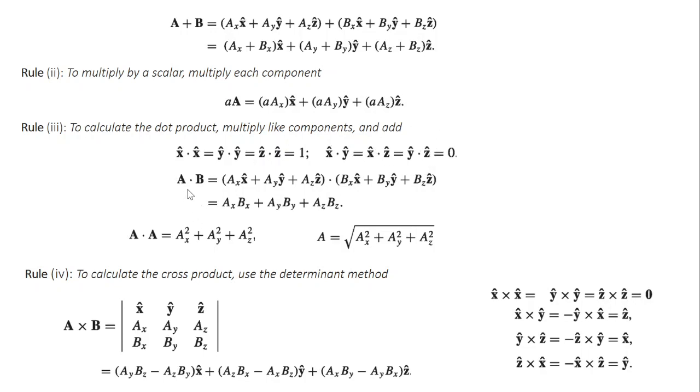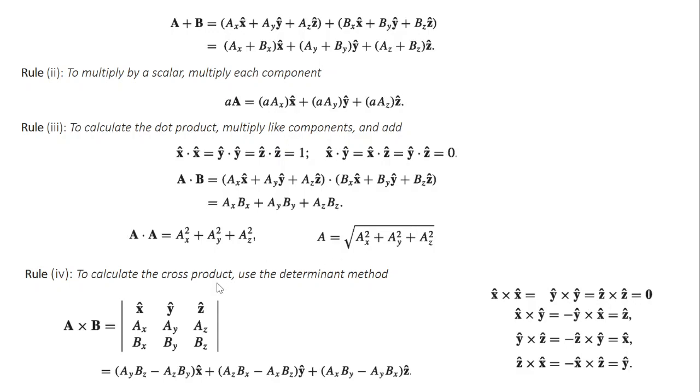Now if you want to find the dot product of two vectors a and b, this is equal to (ax x cap plus ay y cap plus az z cap) dot (bx x cap plus by y cap plus bz z cap). So you need to multiply the like components and add them. So this gives you ax bx plus ay by plus az bz. Similarly, a dot a equal to ax square plus ay square plus az square, or magnitude of a is square root of ax square plus ay square plus az square.